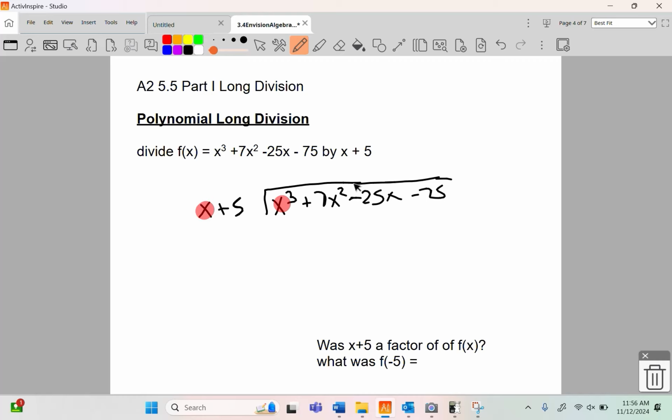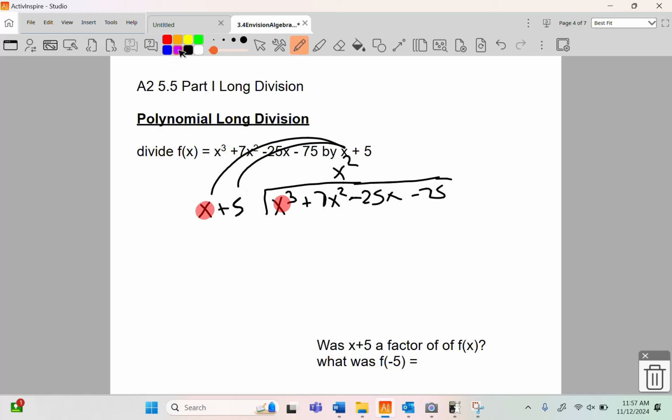Okay, let's change the way I question. What do you multiply x by to become x cubed? X. There you go. X squared times, because x times x squared is x cubed. Now, invoke your distributive property, because you're not just one number out front, there's 2 things. What's x squared times x plus 5? X cubed plus 5x squared.